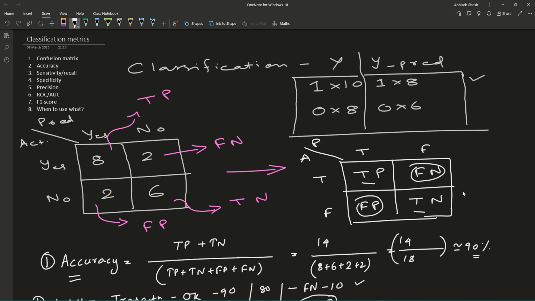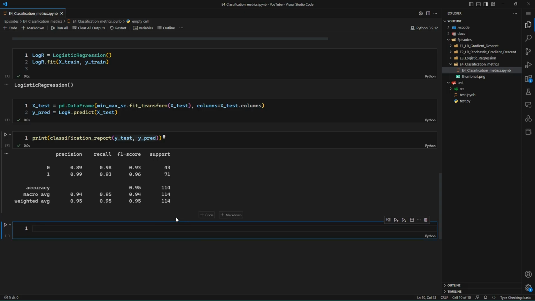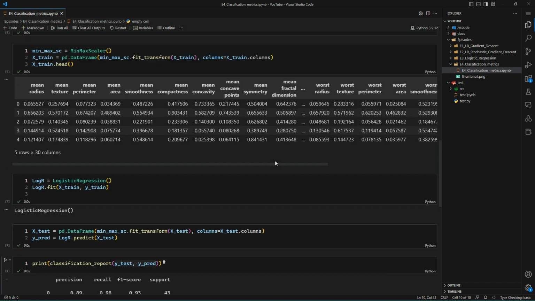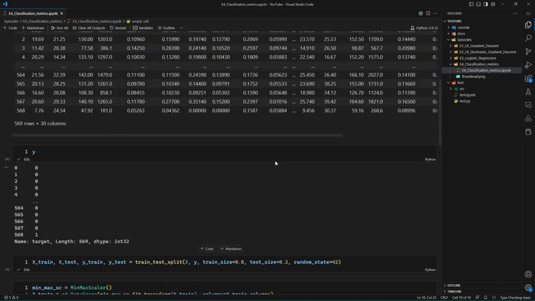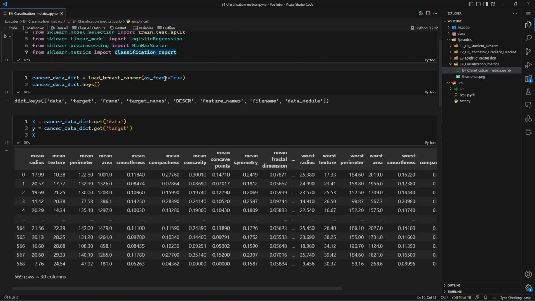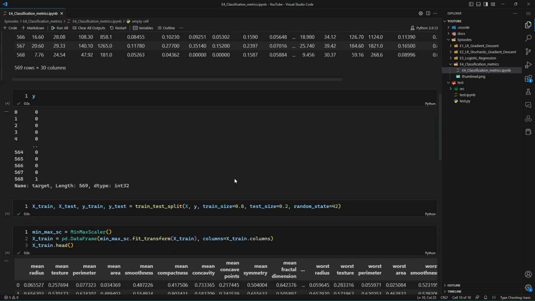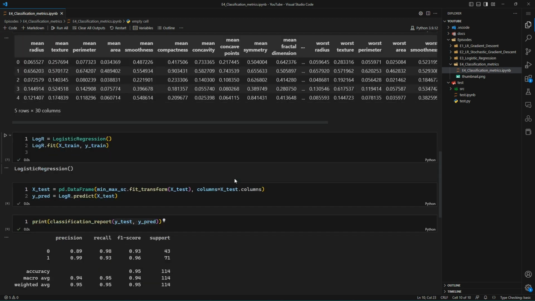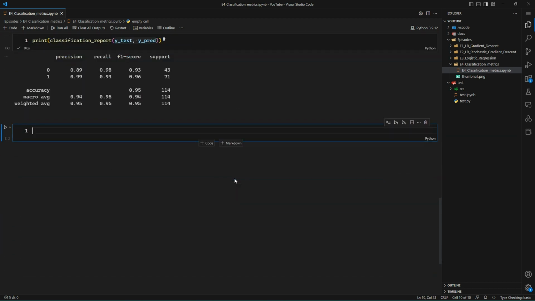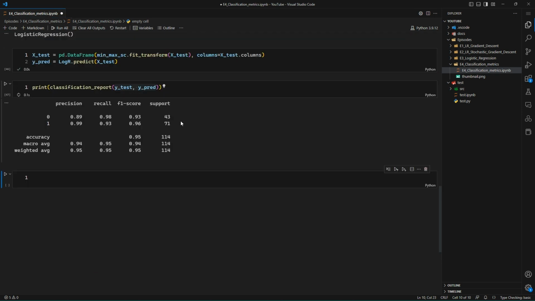Now let's do this in Python and understand it more. Hey, so we have done this classification problem in the previous video, where we used the breast cancer data set. So what we're going to do is use the same code and try to understand the different kinds of metrics available and see the values. So let me just quickly run the sheet. Cool. So we have run the sheet.